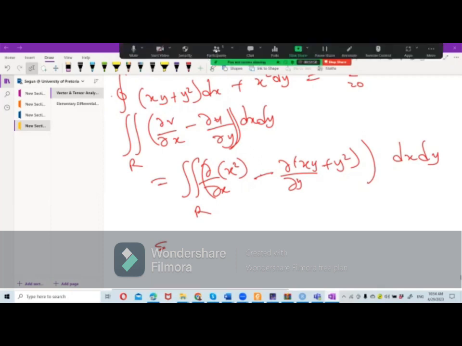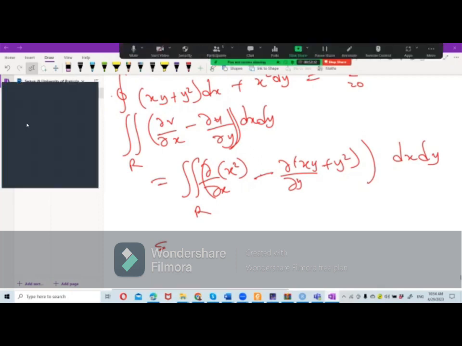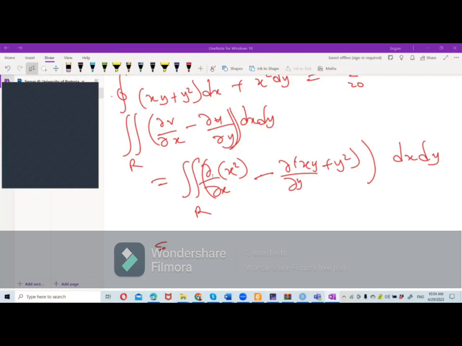Hello, guys. Yes, sir. If you are with me, then differentiate this, x squared. When you differentiate it partially, what do you have? Two x. You have 2x.